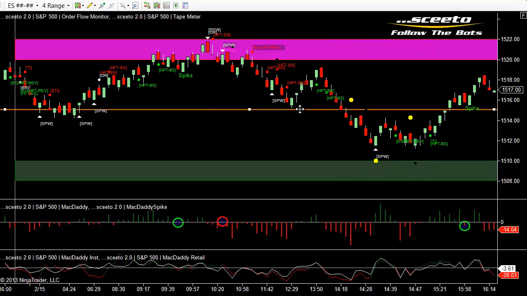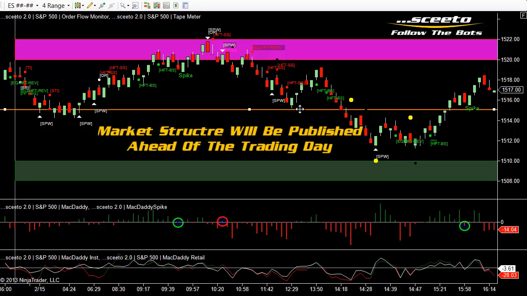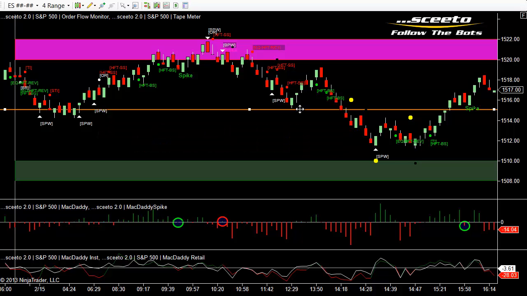And what I want to do is just incorporate how to use Billy's market structure and Sceeto's data to really tune that. So Billy's going to put out a market structure the night before your trading day. So you'll have your known support and resistance zones. And what we do is during the day we update that information and we look how the bots are trading and how order flow is trading in and around those zones. So let me just walk you through some of the thinking, some of the analysis.